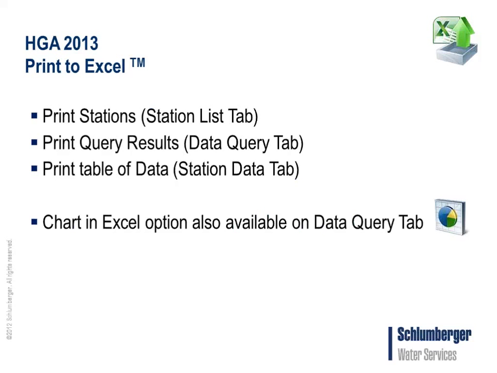So now we also have some options to print to Excel. So if you're looking to print off, say, your list of stations, the results of your query, or even just a table of data from our station data tab, commonly I find people are doing this for appendices in reports, right? So if you have to prepare an appendix for your report and you have several tables of data, we found that Excel is just the easiest and simplest way to print off large tables of data.